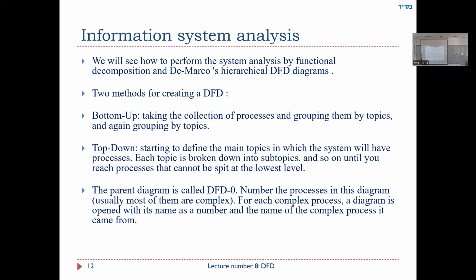DFD 0 will have in it processes with numbers, maybe 6 of them, and most of them are going to be complex because you're not going to be able to explain everything in one diagram. So each of those complex processes will be broken down into other pages. For each complex process, a diagram is opened with its name and its number as the name of the complex process. So in other words, if I have in my DFD 0 process 1, 2, 3, and 4, then I'll have DFD 1, which will explain process 1, and I'll have DFD 2, which will explain process 2.